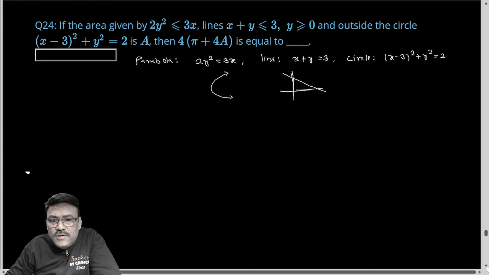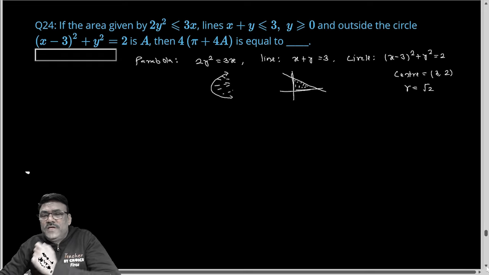You are taking the area 2y square less than or equal to 3x, which means you are taking the area inside this parabola like this. x plus y less than or equal to 3 means you are taking the area inside this triangle. y is greater than or equal to 0. But outside this circle, which has center at 3, 0, radius root 2.